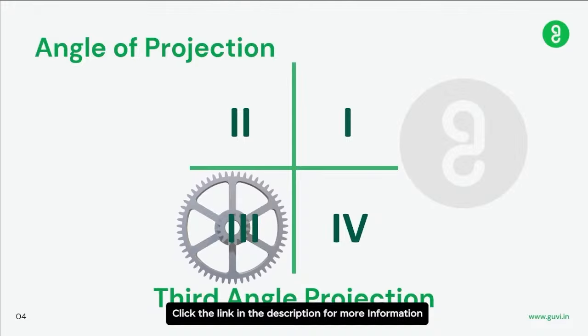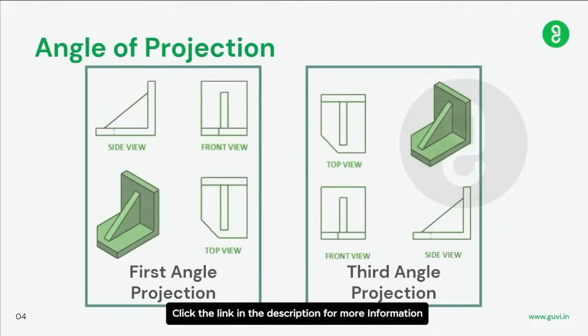So in summary, when we talk about the first angle and the third angle projection, in the first angle projection, the object is placed in the first quadrant relative to the projection planes. The object is imagined to be enclosed within a transparent box with the views projected onto the walls of the box. So the observer is positioned outside the box looking towards the object.